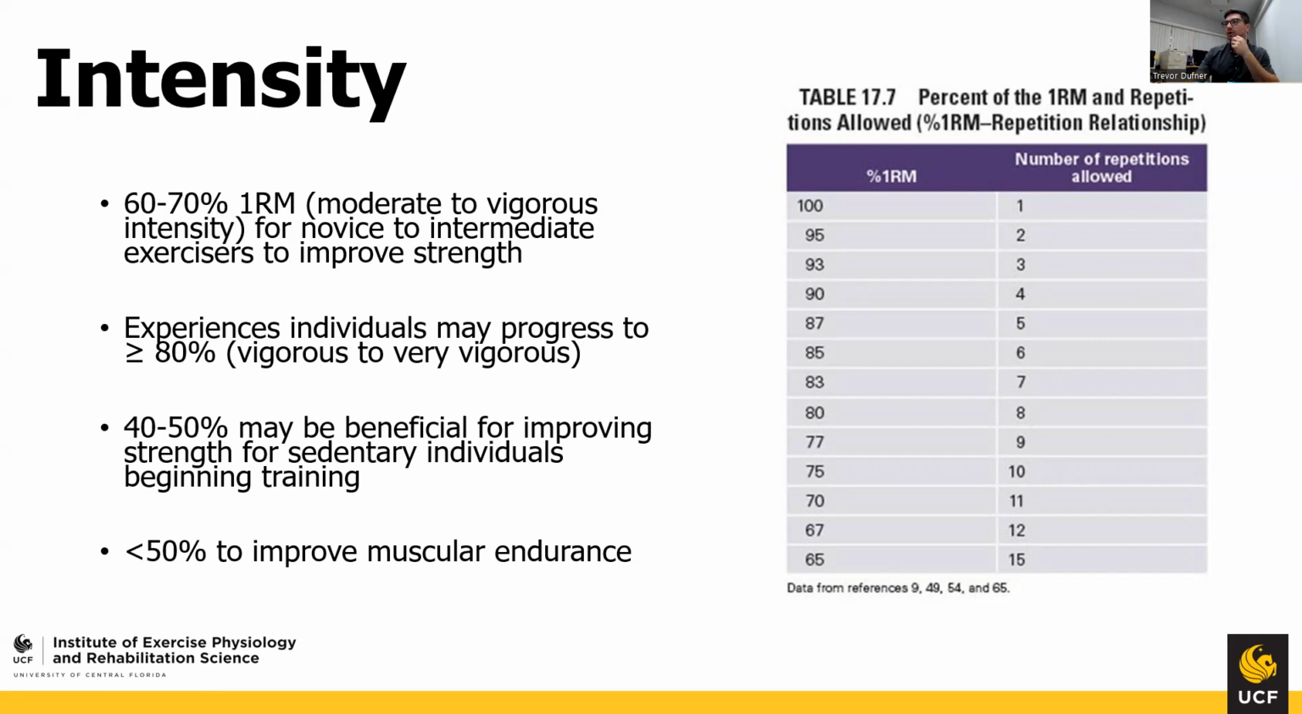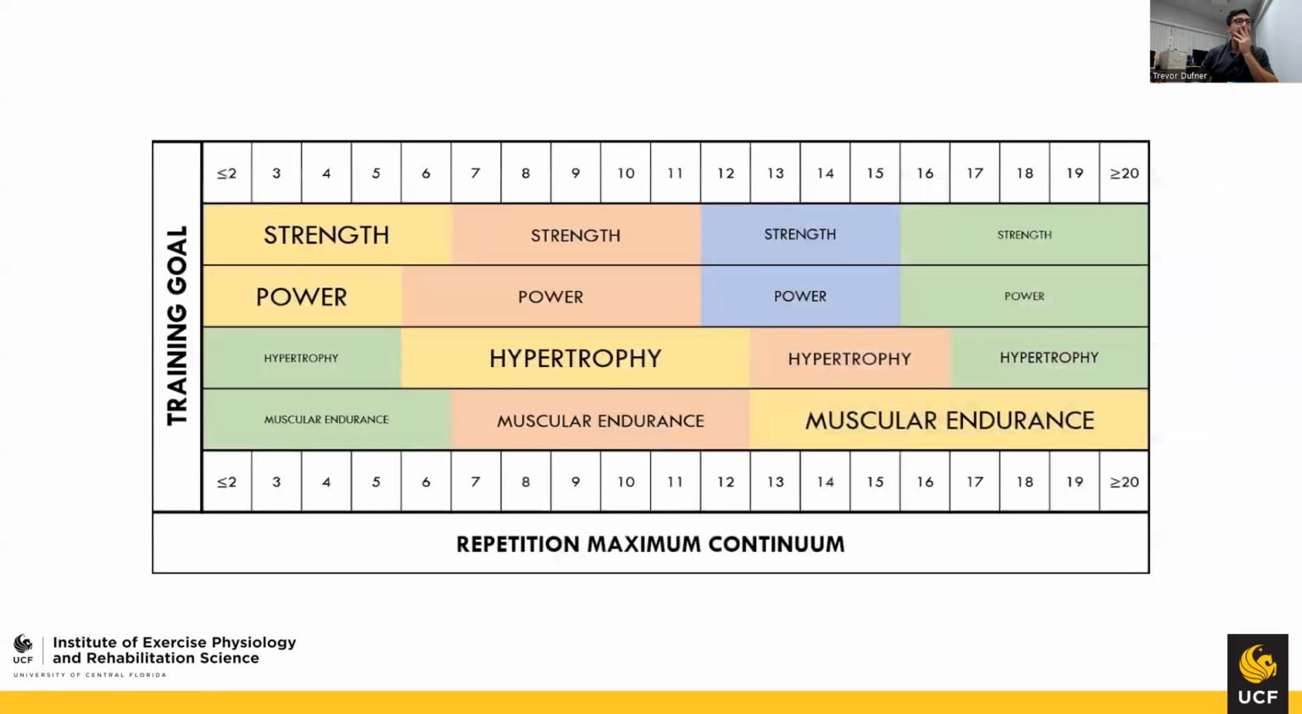And the reason being is if you are lower than 50%, you're going to be doing multiple repetitions, 20 to 30 repetitions. And again, if you remember, muscular endurance is the ability to perform repetitive contractions, which again is training for muscular endurance. Now, this next chart here, this is used by the ACSM, this is used by the NSCA.